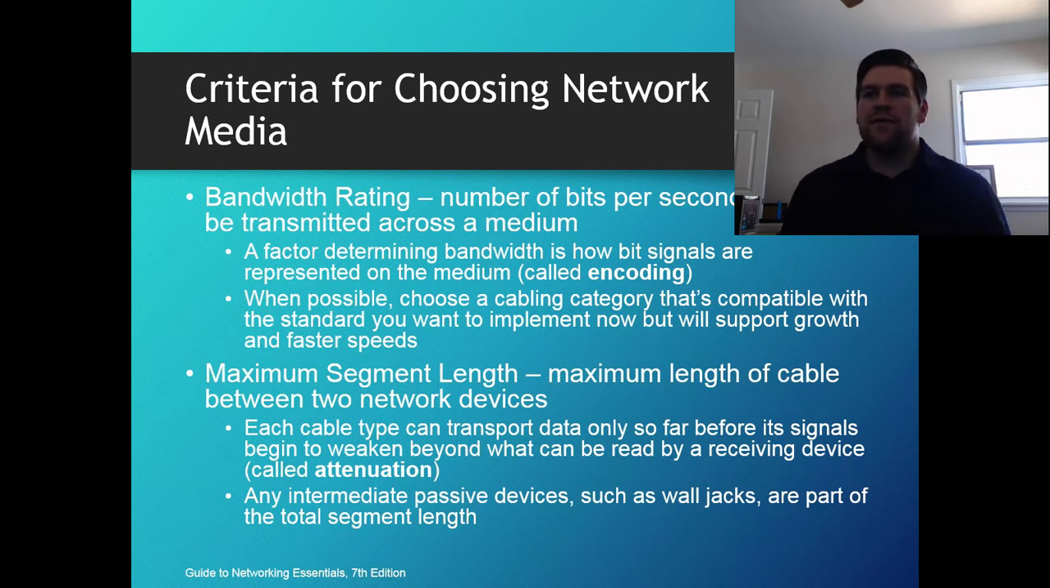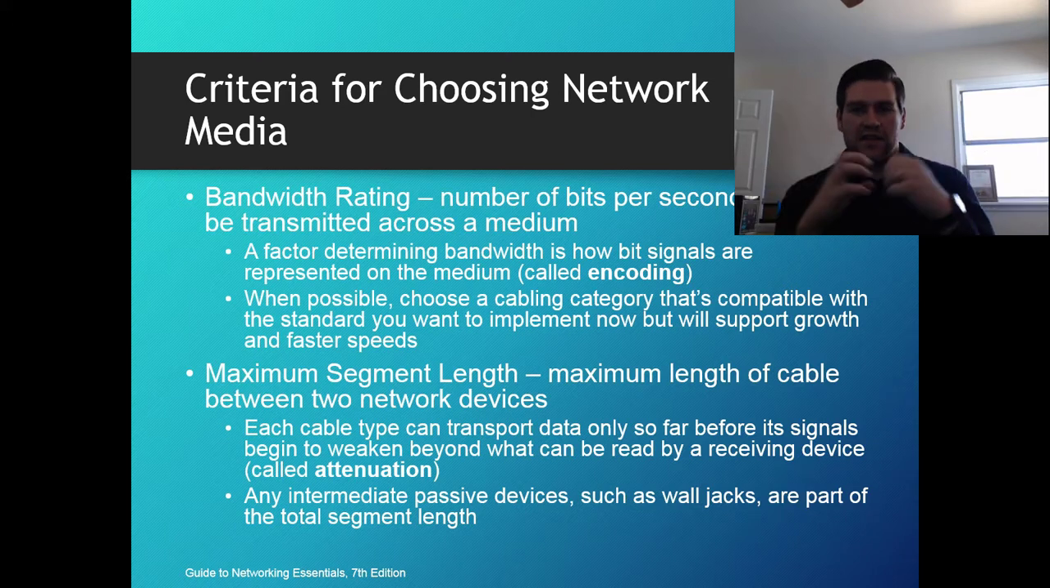So a big factor determining bandwidth is how bit signals are represented on the medium. Of course, the faster a bit signal can be encoded onto the medium, the faster the data is going to travel. And this is going to be determined in large part by the network interface cards as well as the interconnecting devices. So if the NIC is rated for 10 gigabits per second, then the cable must also be rated for that as well. But the NIC is going to decide the speed that it encodes data onto the line.